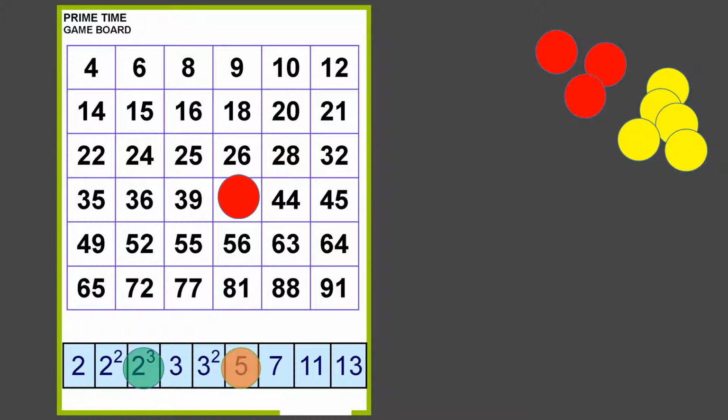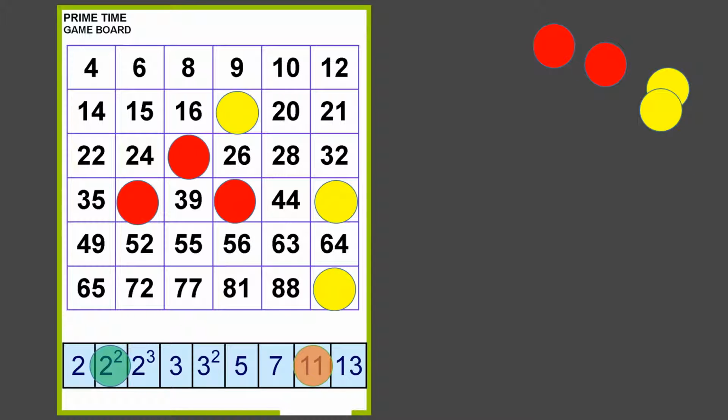Now the next player's turn, he can only move one of the two counters. In this case, he's going to move the 2 cubed to the 3 squared, and 3 squared equals 9, and 9 times 5 is 45. So they're going to put the yellow counter on the 45. They're going to continue doing this, moving one counter at a time on the bottom line. Remember, only one of the two counters on the bottom line can be moved.